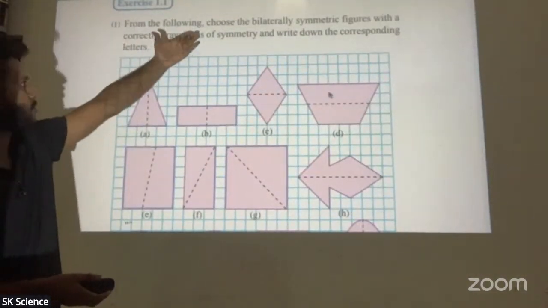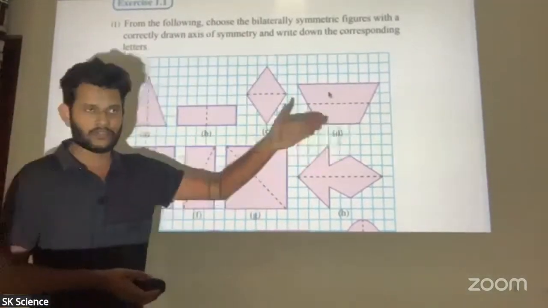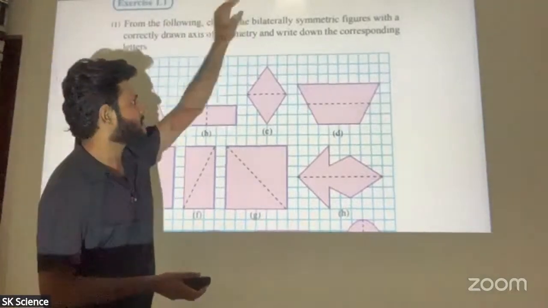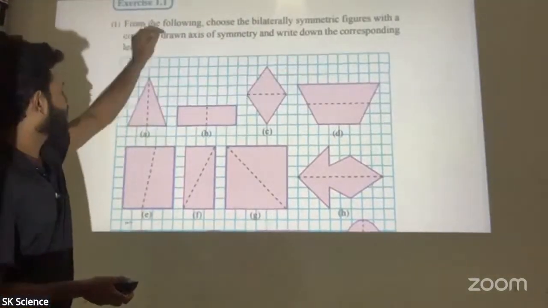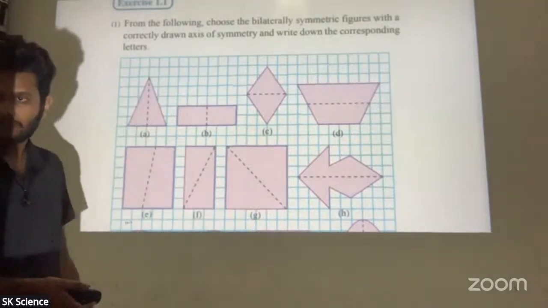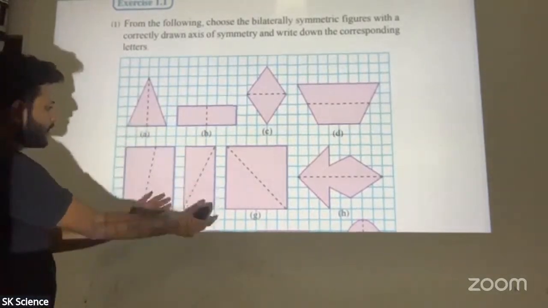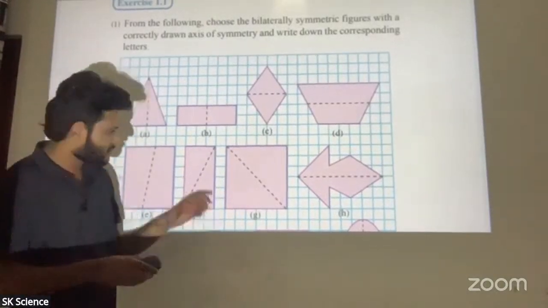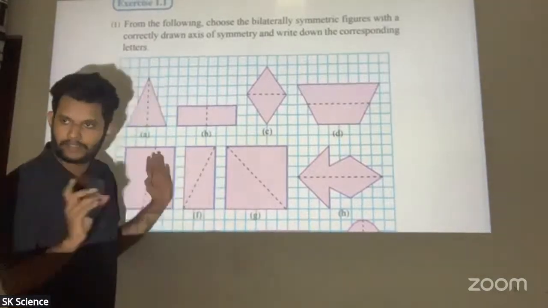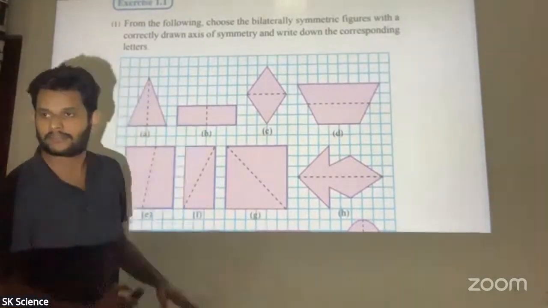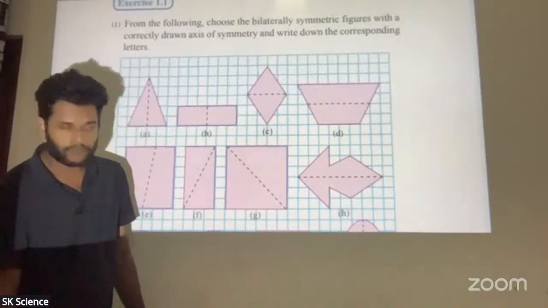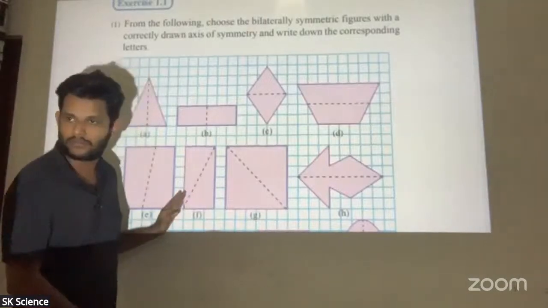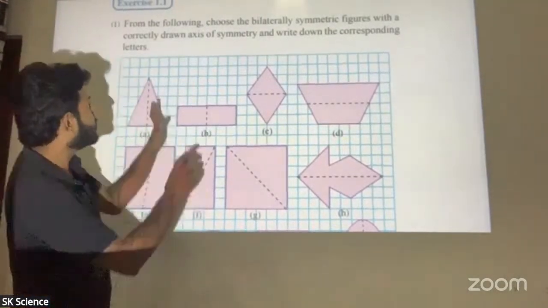From the following, choose the bilaterally symmetric figures. Maybe this is bilateral. Is this a bilaterally symmetric plane figure? Yes, this plane figure is bilaterally symmetric, but this is not the correct axis. It can be folded along this line, like this, but this axis is wrong.